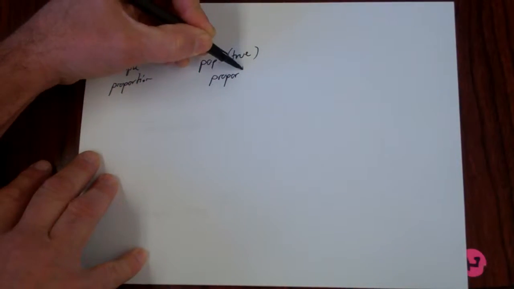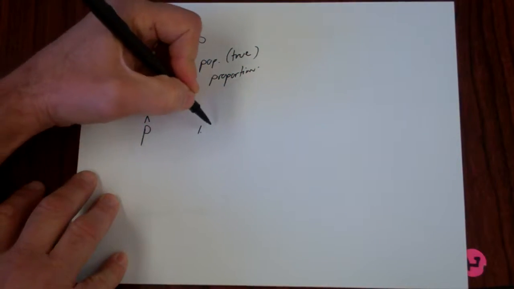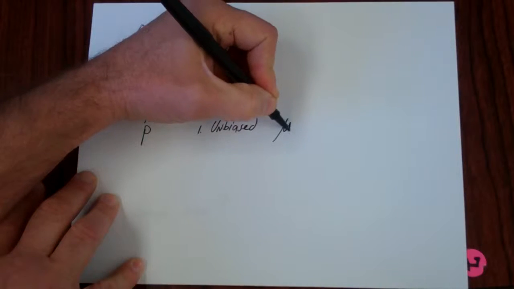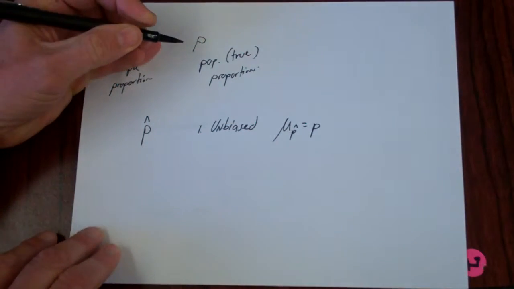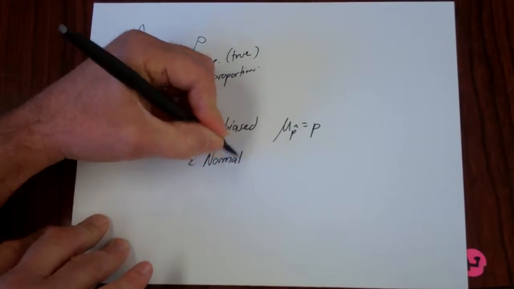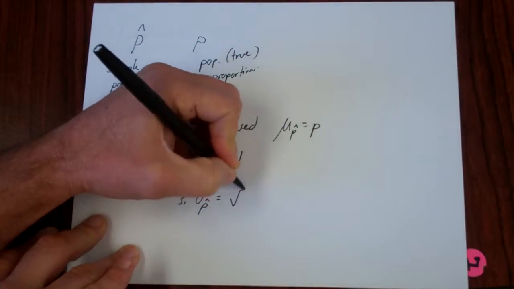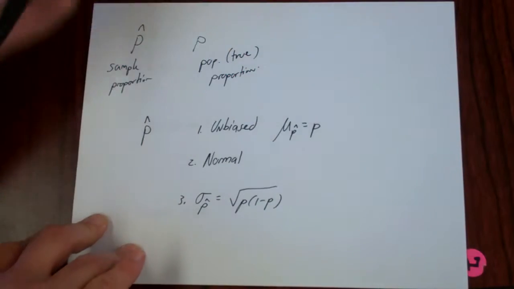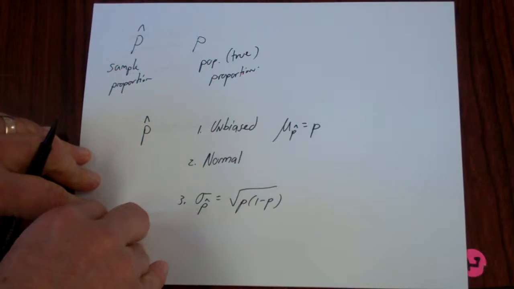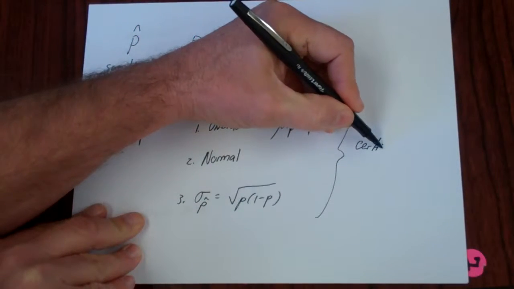What we looked at is, under certain conditions, the estimator p hat is first unbiased. That is, mu p hat is equal to p. The second is that it is normally distributed. And the third is that sigma p hat is equal to the square root of p times 1 minus p over n. The question is, if this is true under certain conditions, what are those conditions?